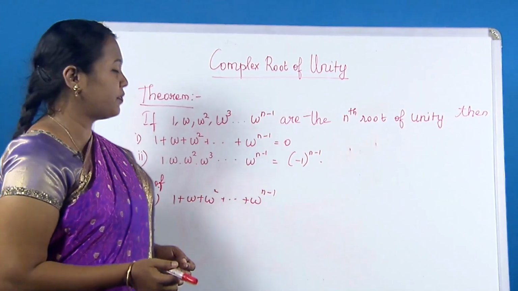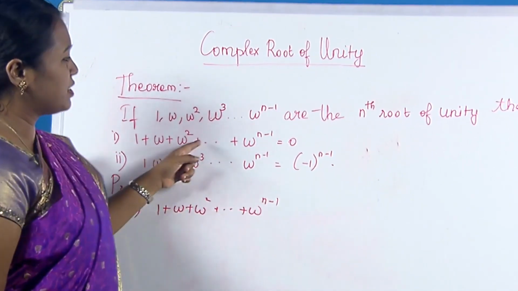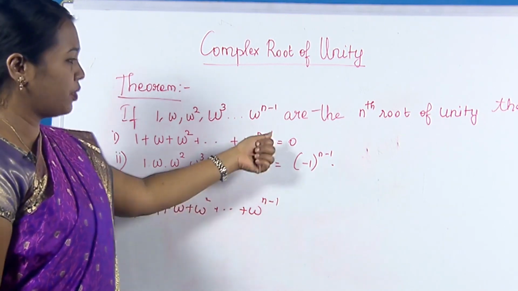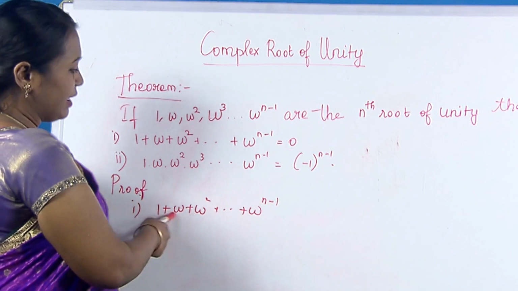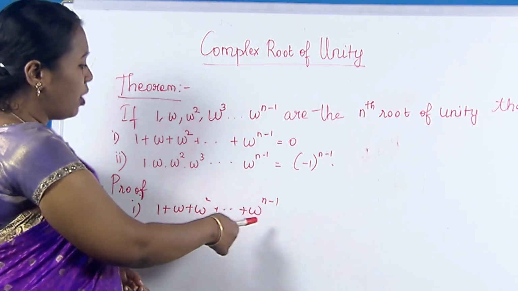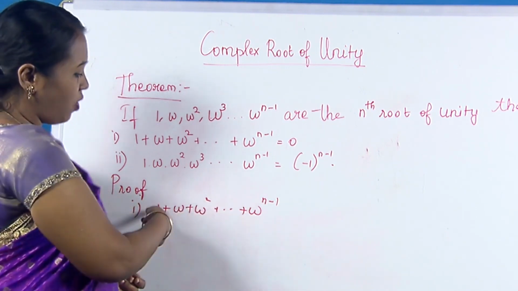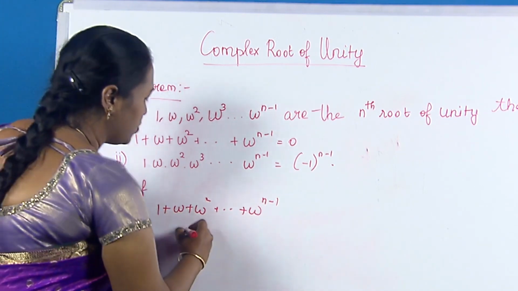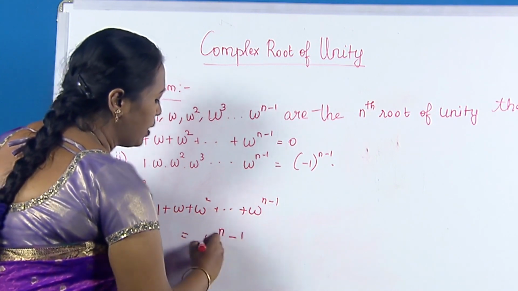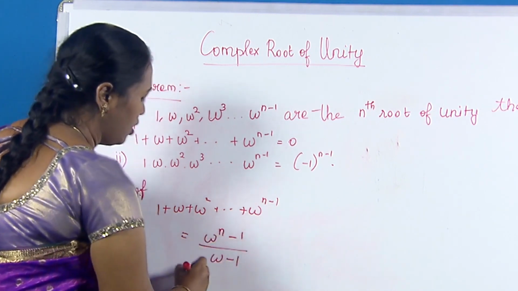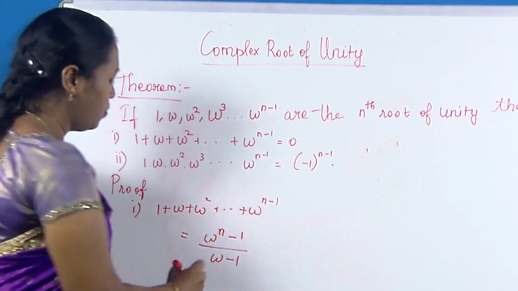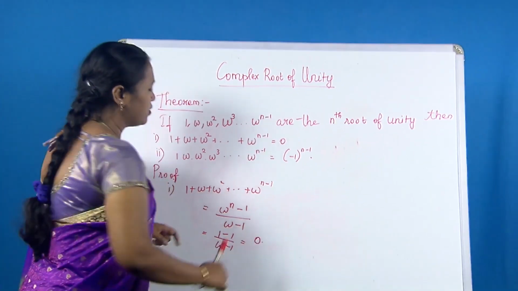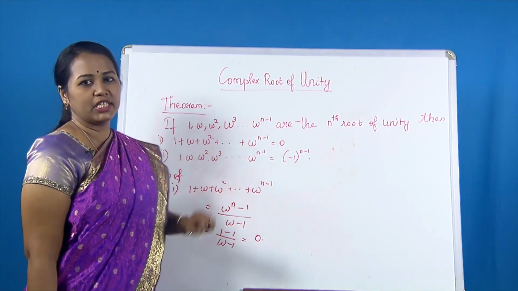We shall now see the proof of the theorem. 1 plus omega plus omega squared plus so on up to omega power n minus 1 is equal to 0. We are going to prove this result. So, we can clearly see that this is forming a geometric sequence with common ratio omega, and therefore, we know that the sum of these terms is equal to omega power n minus 1 by omega minus 1. We know that omega power n is equal to 1. So, it is 1 minus 1 by omega minus 1. So, clearly this is equal to 0 and therefore, we have proved the first result.